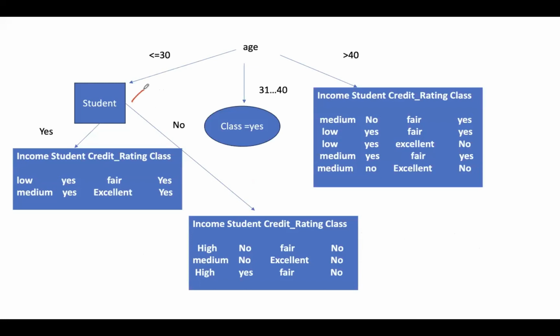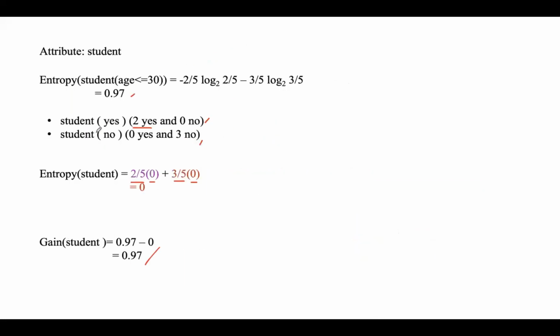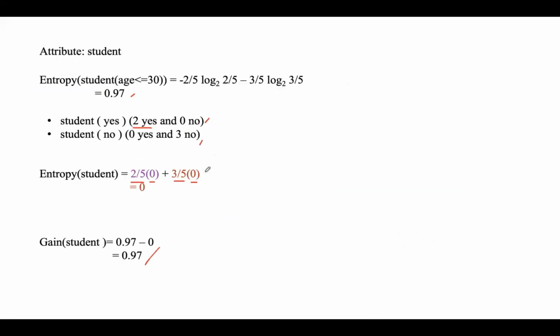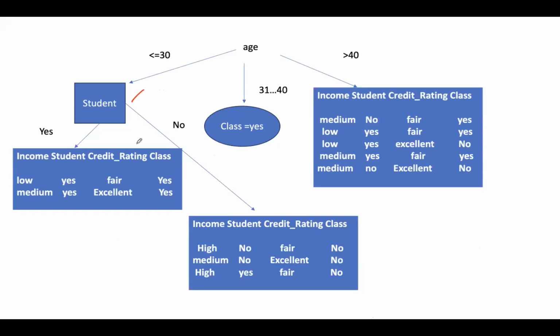So this becomes a node, and let us take the student part. Student categories are yes and no. If you take no, class is no for all the 3 cases. And if you take yes, class is yes for 2 cases. So we can directly split that node.